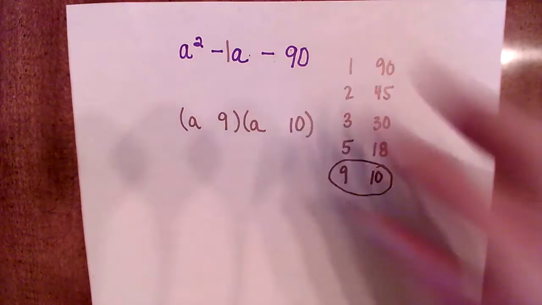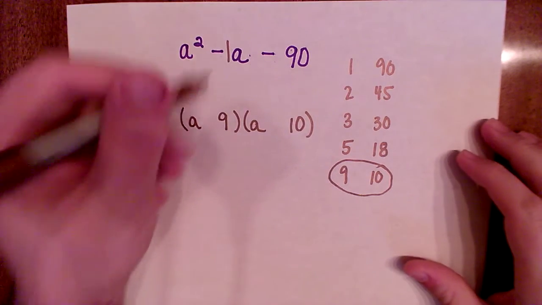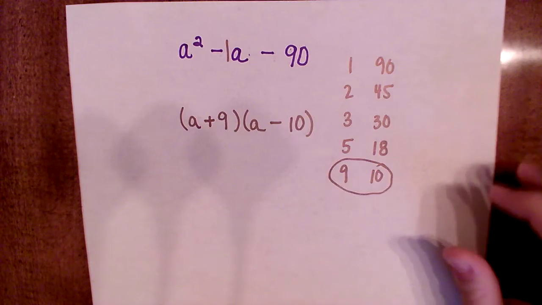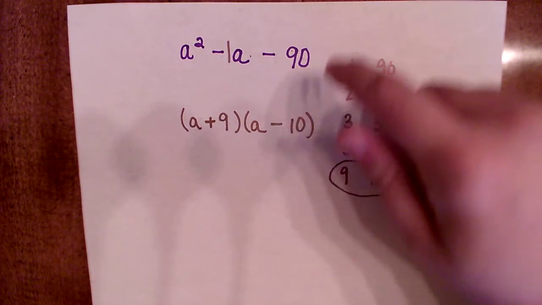Last sign is minus, so signs are going to be different. Middle sign is going to go with your bigger number, so we're going to have minus 10 and plus 9. And that is the factored form of that.